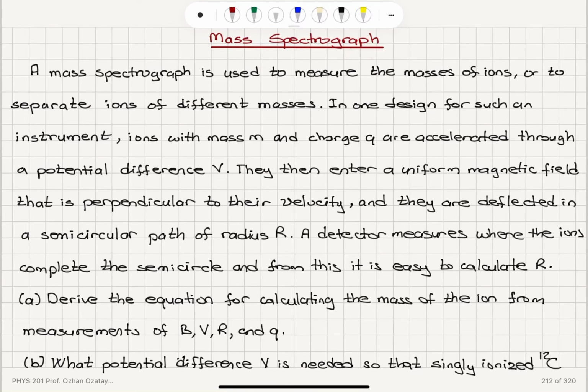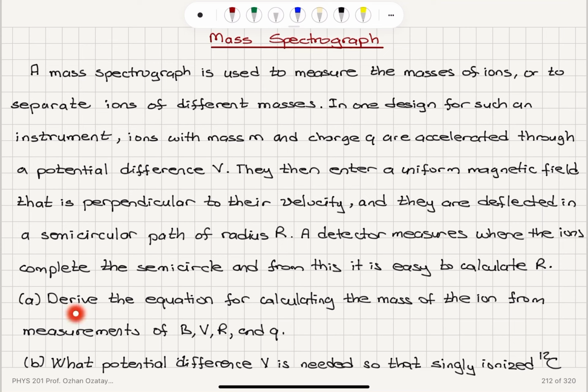Mass spectrograph. A mass spectrograph is used to measure the masses of ions or to separate ions of different masses. In one designed for such an instrument, ions with mass m and charge q are accelerated through a potential difference V. They then enter a uniform magnetic field that is perpendicular to their velocity, and they are deflected in a semicircular path of radius R. A detector measures where the ions complete the semicircle, and from this it is easy to calculate R.